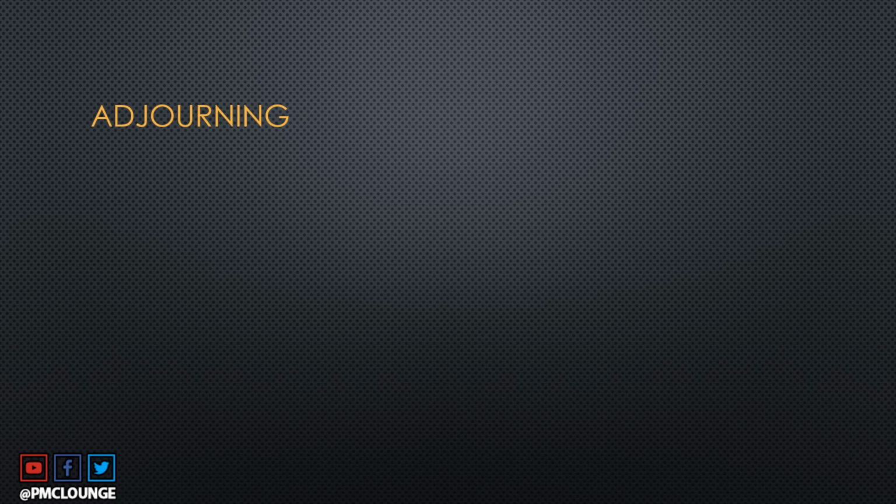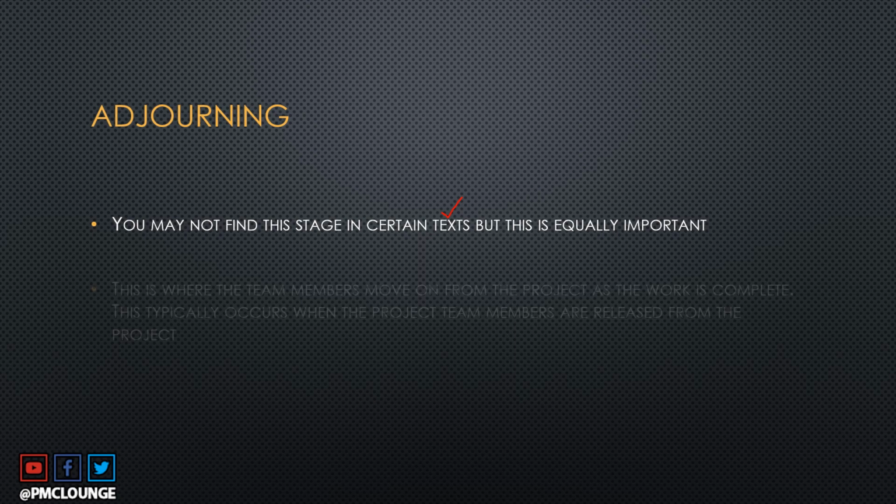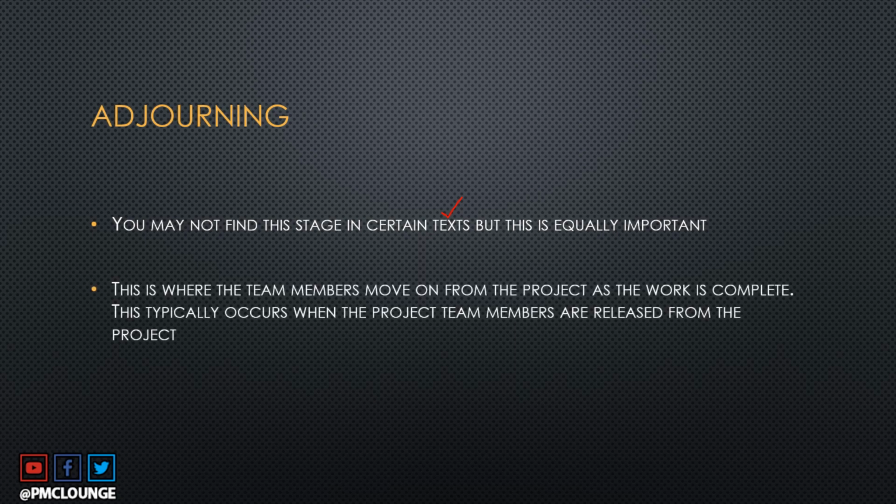And finally, the last stage of the Tuckman model is adjourning. And you may actually not find this stage in certain texts like I mentioned, but this is equally important. It is mentioned in the PMBOK guide, so we are going to cover it. So this is where team members move on from the project as the work is done. Your project is delivered, work is complete. This typically occurs when project team members are released from the project.